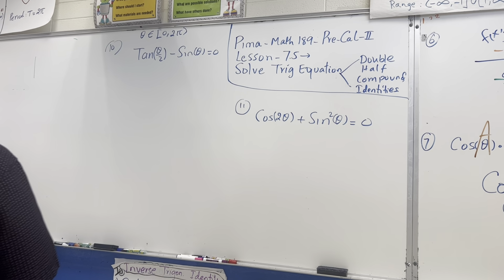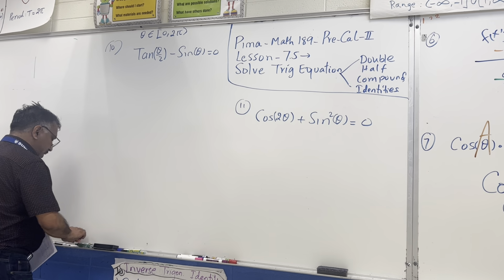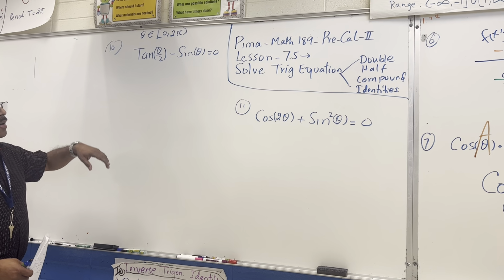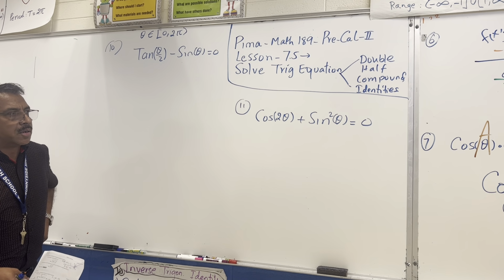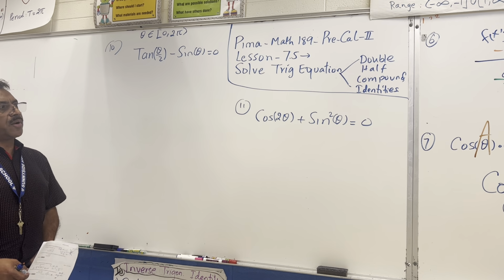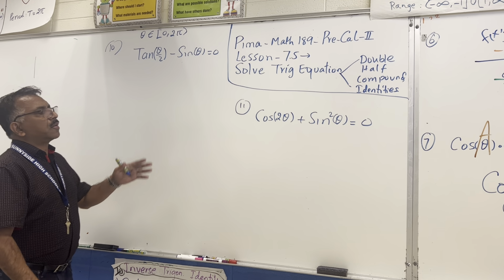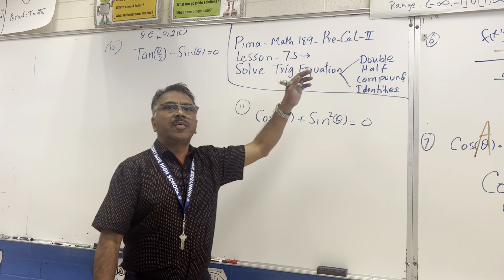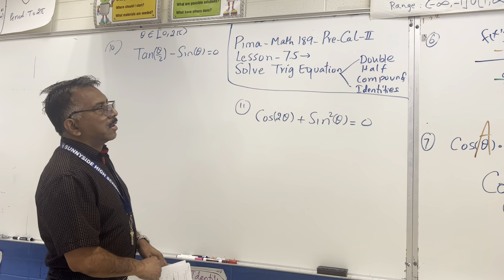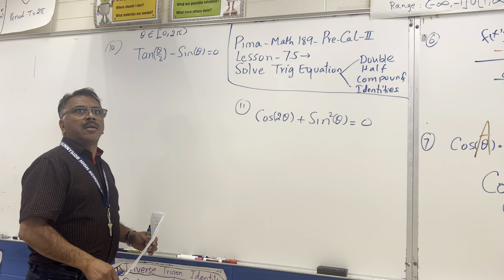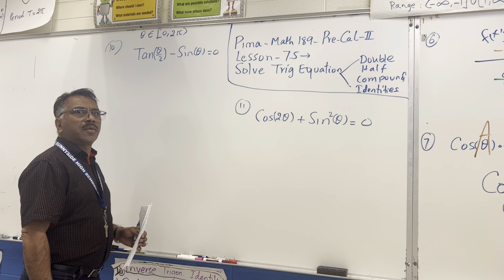Okay, I'm back to complete the remaining last two problems. This is problem number 10 and 11, practice problems so that you can do the chapter 7 test. I'm working on 7.5, using double and half angle formulas and compound identities, or the sum and subtraction formulas of sine, cosine, tan.